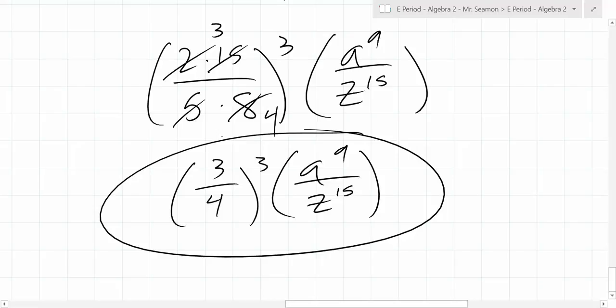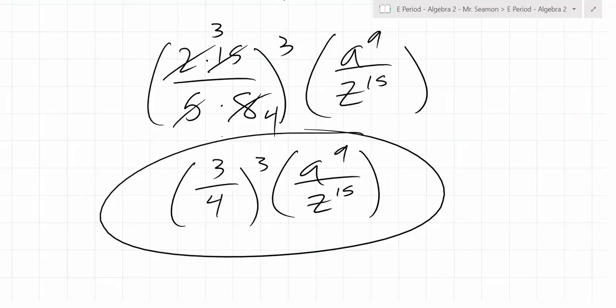Another way to see 3/4 would be 30 over 40. What's 2 times 15? 30. 5 times 8 is 40. 30 over 40. So you could multiply it out and then simplify. I like crossing the common factors out. But you end up with, is there anything else we could do to that?